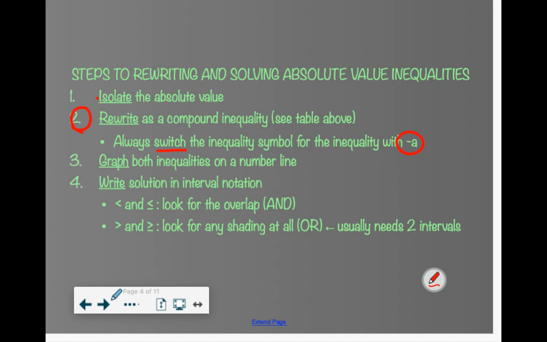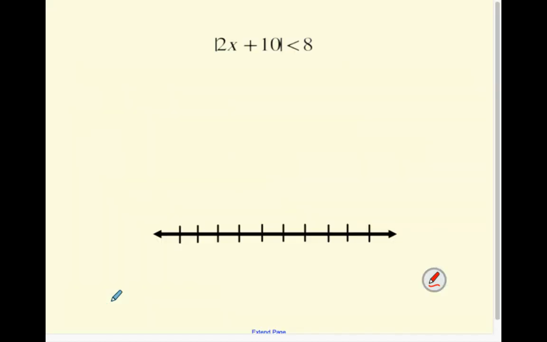And then you're going to graph them both on a number line, write your solution in interval notation. If it's less than, you're going to make the sandwich and look for "and". If it's greater than, you're going to look for "or", and you're usually going to need two intervals. Okay? So this is just kind of a reminder piece that you can always go back and reread if you need it. These are kind of the words I usually say as I'm solving, and I want them on record for you. So here we go.